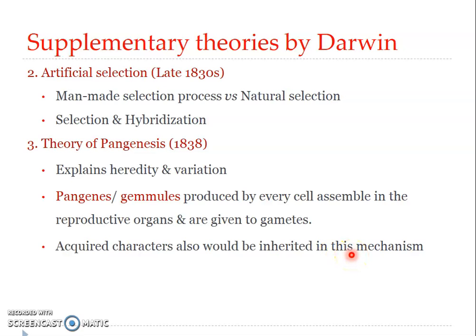Whenever there is an environmental change, it will also cause changes in the gemmules or the pangenes. So these modified pangenes reach the reproductive organs and from there the gametes, and when they pass to the next offspring, the modification or change also passes to the next generation. In this way, acquired characters get passed on to the next generation.